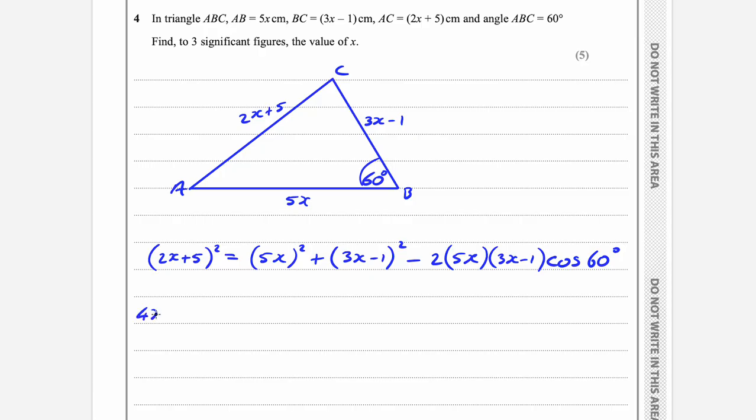Okay, we can then expand this. This is going to give me 4x squared plus 20x plus 25 equals, expand this, 25x squared, expand this, this is 9x squared minus 6x plus 1, and expand this. Cos of 60, by the way, guys, is a half, so that actually cancels with that 2 there very nicely. So this becomes plus 15x squared. Sorry, it's minus. That'll be minus 15x squared, and then plus 5x because there's 2 minuses like this.